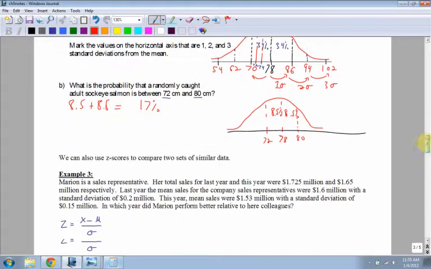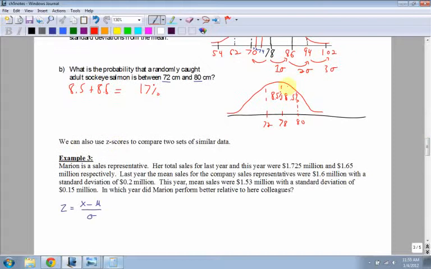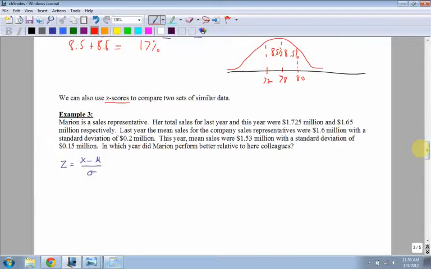All right. We can also, though, instead of cutting the graph in half, which is kind of difficult, use z-scores to compare two similar sets of data. Z-scores work on the formula z equals x, which is your given value, minus mu, your mean, divided by sigma, which is your standard deviation.